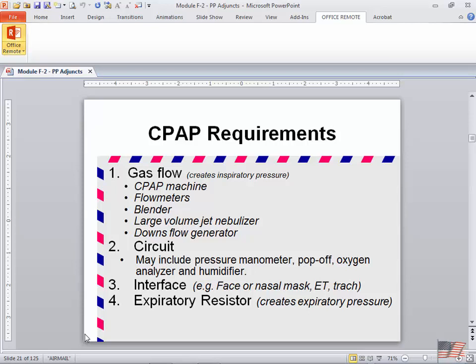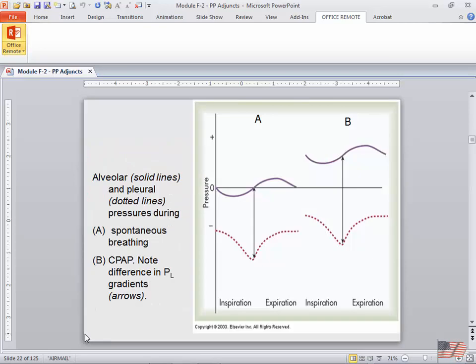So whatever you're using to get that gas flow, that's what's going to generate the high enough flow to maintain the pressure in a constant state. The circuit itself, again, we talked about having a pressure manometer and a humidifier, an oxygen analyzer, and you also need some sort of a pressure relief. The interface, again, can either be a face mask, as you've seen, a nasal mask, directly to the ET tube or to the tracheostomy, and the expiratory resistor is the thing that is maintaining that pressure at a constant level.